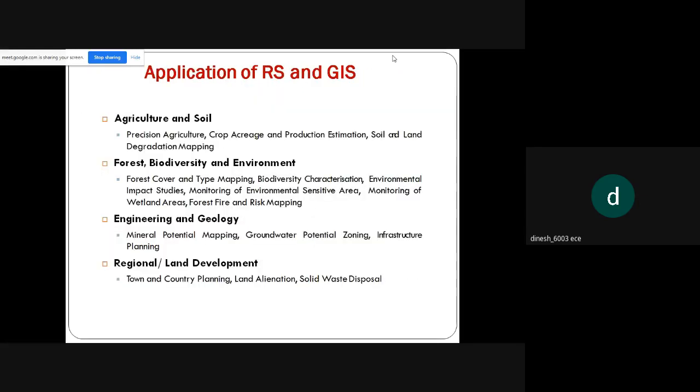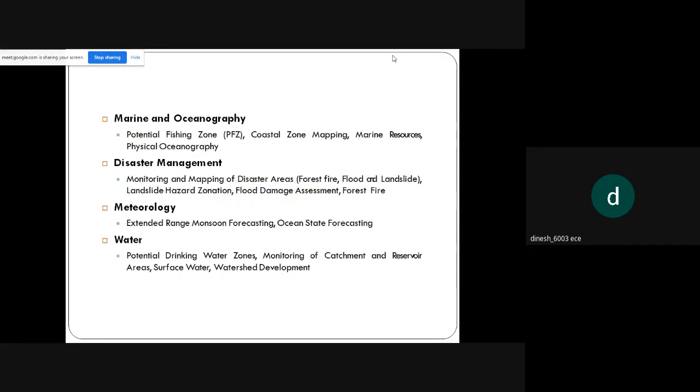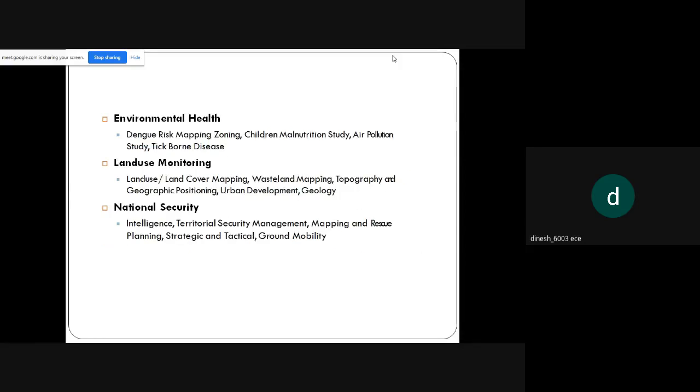Some of the applications of remote sensing and GIS: agriculture, forest, engineering, geology, land development, marine, disaster management, meteorology, water, environmental, national security, land use monitoring.